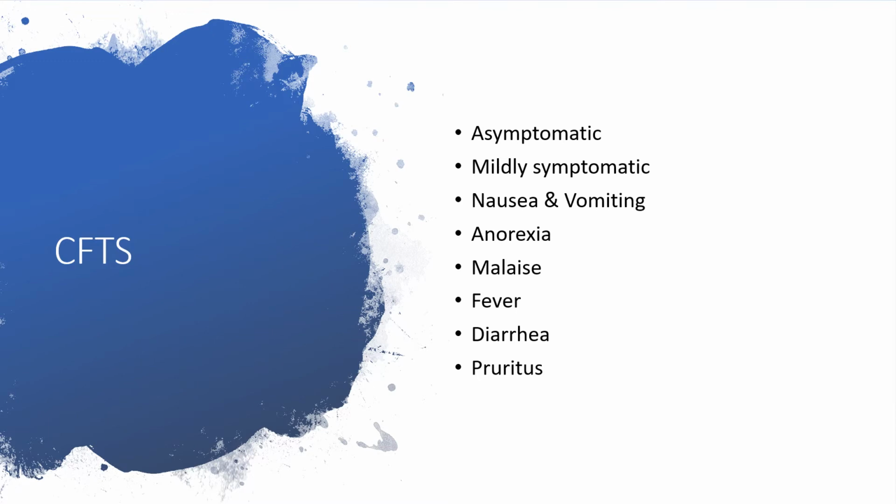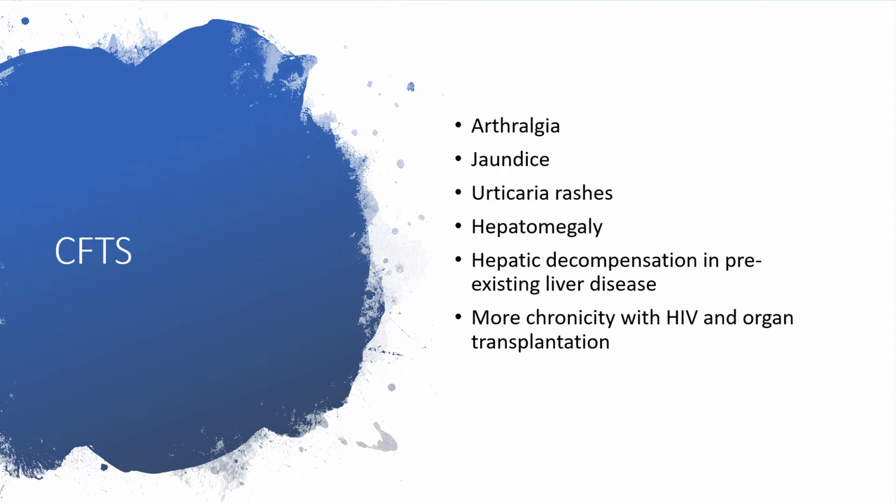Clinical features, mostly asymptomatic, and when there are symptoms at all, it will be very mild. And the symptoms are even non-specific, so we could be dealing with nausea and vomiting, anorexia, malaise, fever, diarrhea, or pruritus. Still parts of the clinical features could include arthralgia, jaundice, urticarial rashes, hepatomegaly. I've made a separate presentation on differential diagnosis or causes of enlarged liver, meaning the differential diagnosis of hepatomegaly. You can check my channel for that, please.